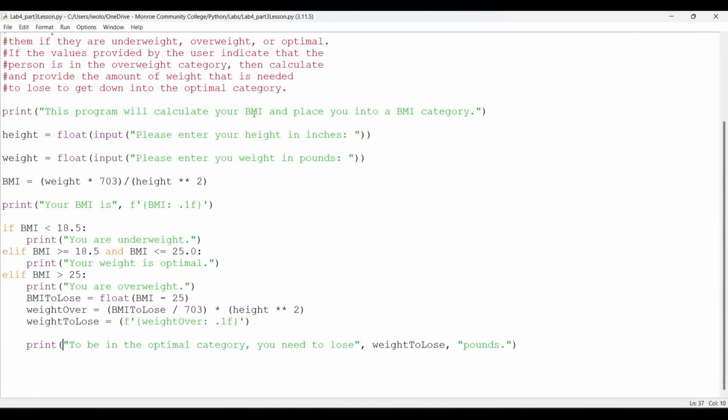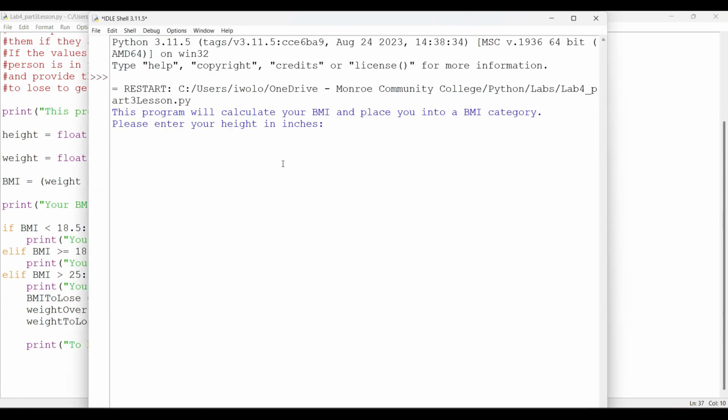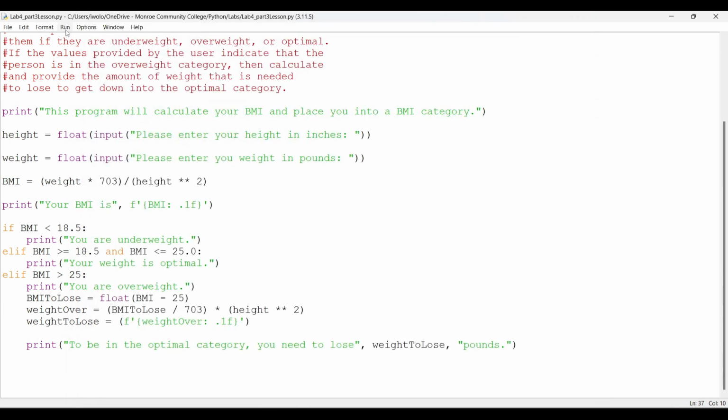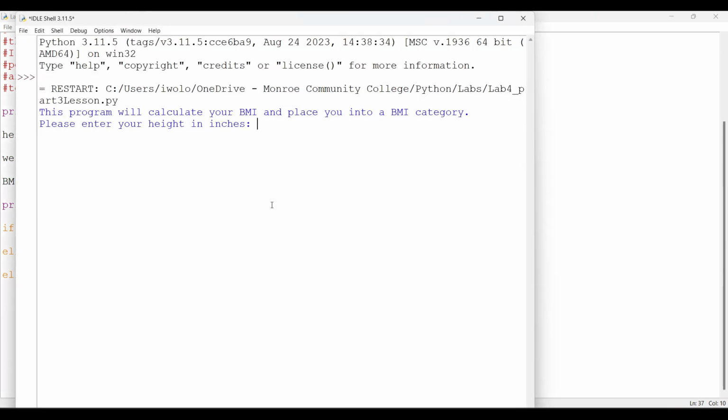Now we're going to do one more run. So I'm going to run, and then I'm going to say that the height is 70 inches. And then we'll say that the weight is 125 pounds. And they're underweight. Now I want to do one where I get it in the optimal range, just to show you what that would do. So one more run. Kind of guessing here, I'm going to go with 70 again, but I'm going to go with 135 pounds. All right, your BMI is 19.4. Your weight is optimal.